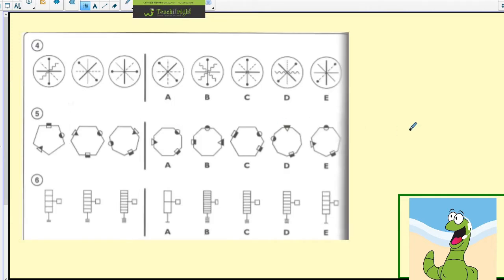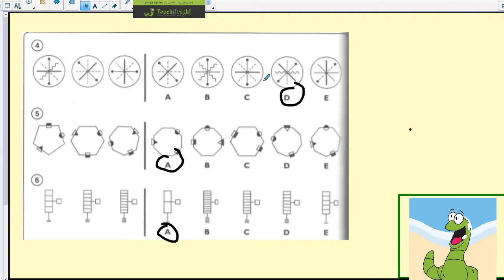Right, 4, 5, and 6. The answers are D, A, and A. Let's go through the patterns. For question 4, each figure on the left consists of a circle with one bold line, a fine line with dots, and 2 other different lines, dividing it into eighths. The bold line and the fine line need to be perpendicular to one another. So you have your bold line, your fine line, bold line, fine line, bold line, fine line, and then the other 2 can just be anything. So in this case, bold line and fine line also has the 2 dots. And the 2 dots are always on the end of the fine line.